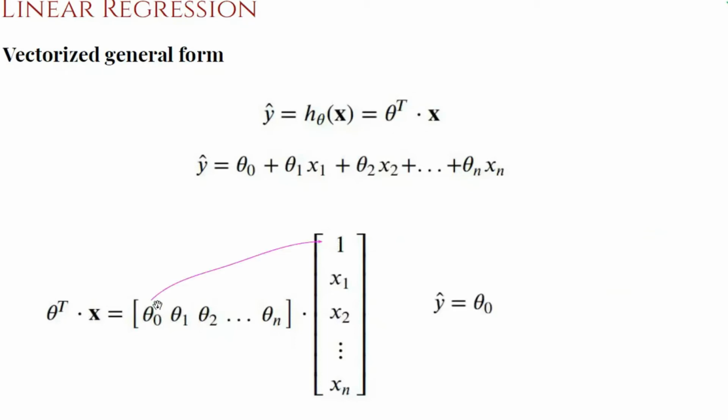This is the matrix multiplication rule. So we will do theta 0 times 1 plus theta 1 times x1 plus theta 2 times x2 and so forth up to theta n times xn. So now you know how theta transpose dot x is exactly equivalent to this expansion, theta 0 plus theta 1 x1 plus theta 2 x2 and so forth.